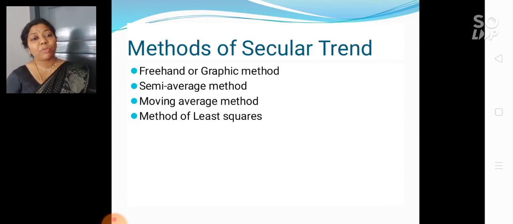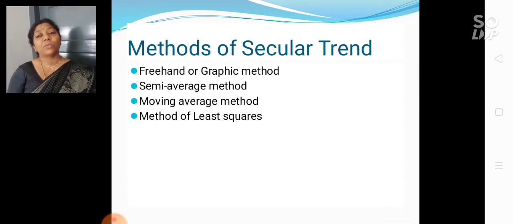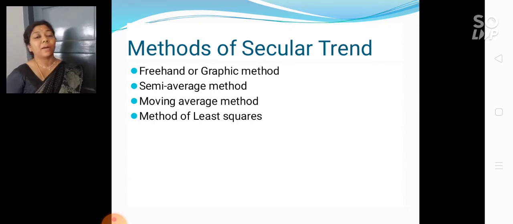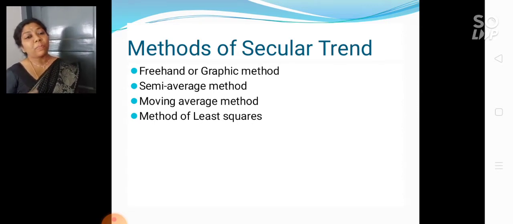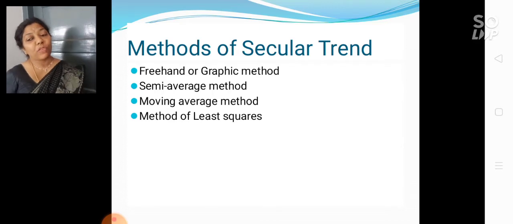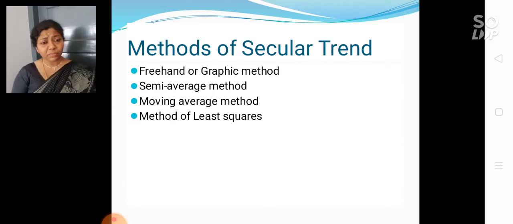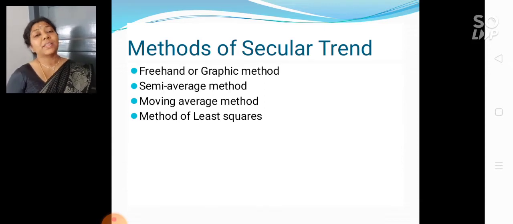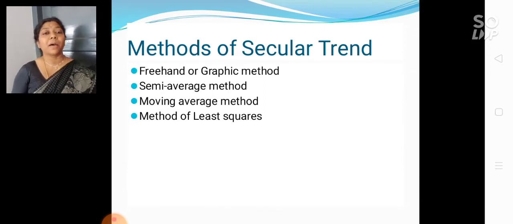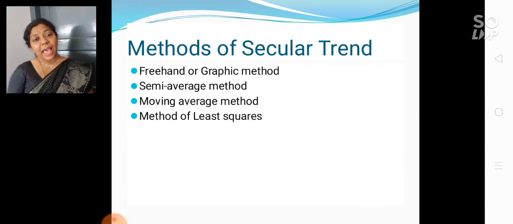Now we will see about the secular movement. For the secular movement, we can find out the increase or decrease in the data by four methods. The first one is the freehand or graphic method, the second one is the semi-average method, the third one is the moving average method, and the fourth one is the method of least squares. So through these four methods we are finding the secular movement.